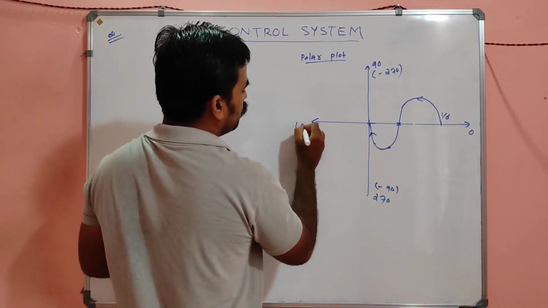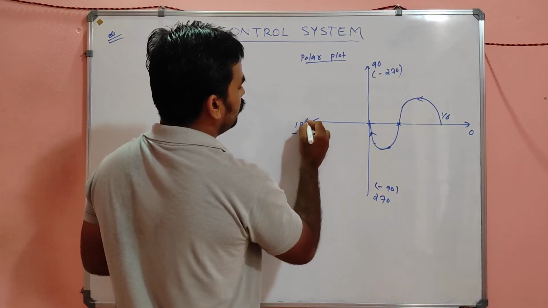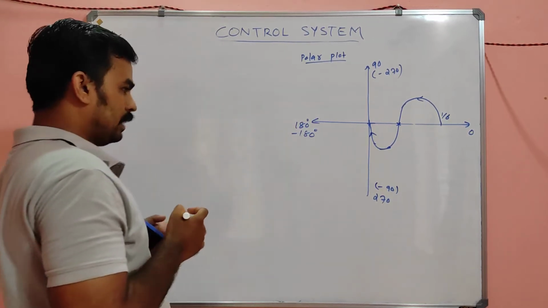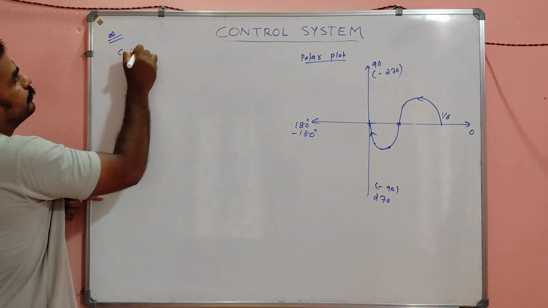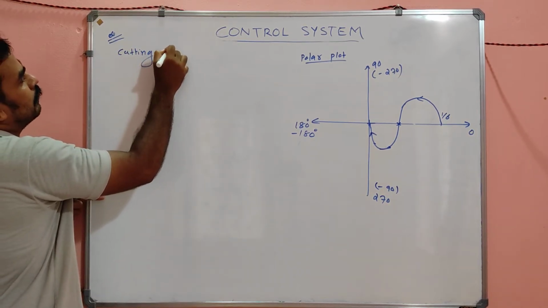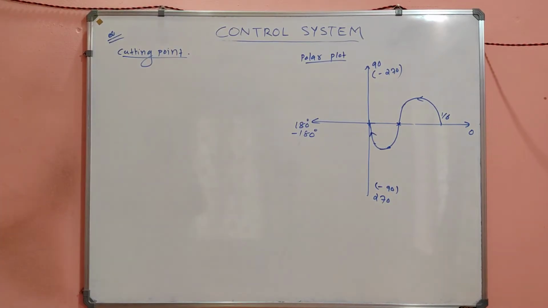Shortly I can write this is 180 or minus 180. Both will be here. Okay. So the cutting point. How can we find the cutting point, my dear? How can we find the cutting point? Okay.